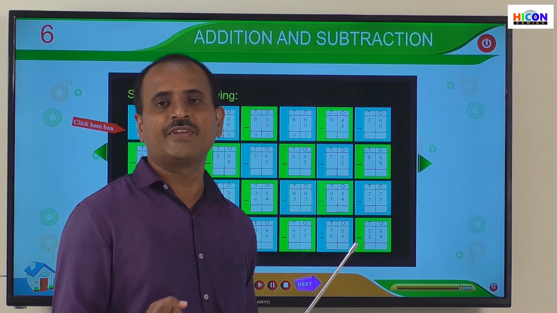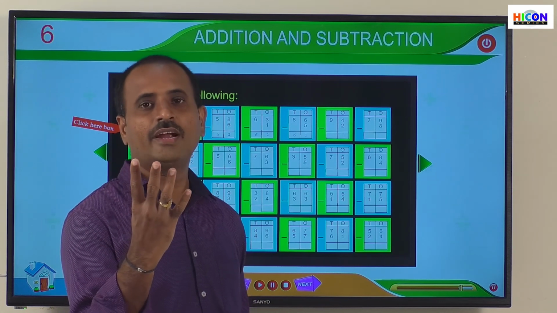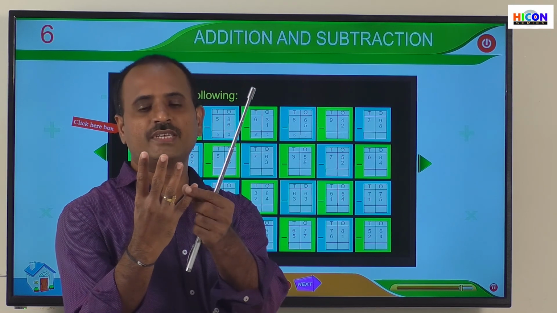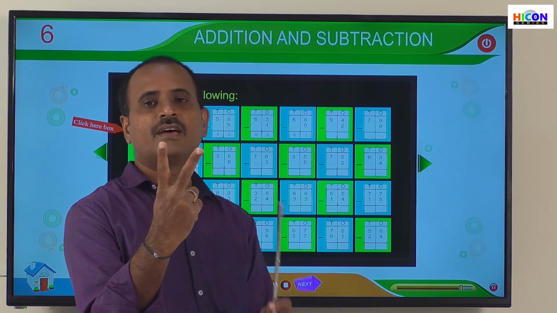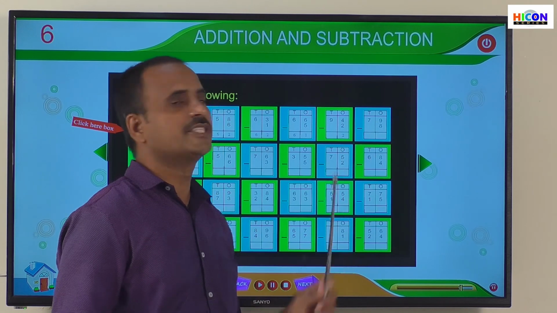So first open 4 fingers. 1, 2, 3, 4. And close 2 fingers among these 4 fingers. So close 2 fingers, 1 and 2. So children, how many fingers are there? There are 2 remaining. So write 2 under the ones place.